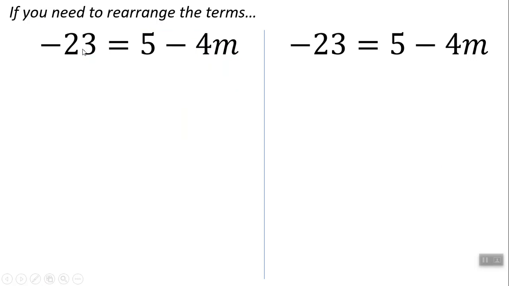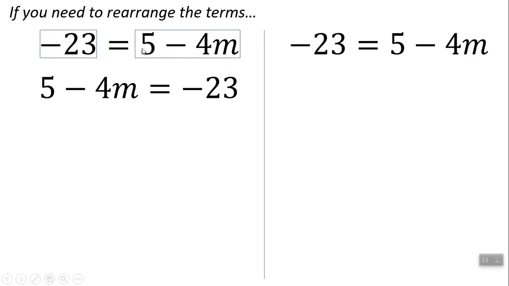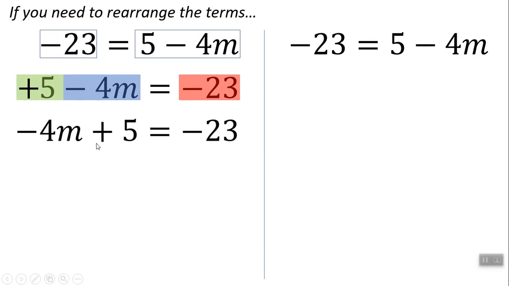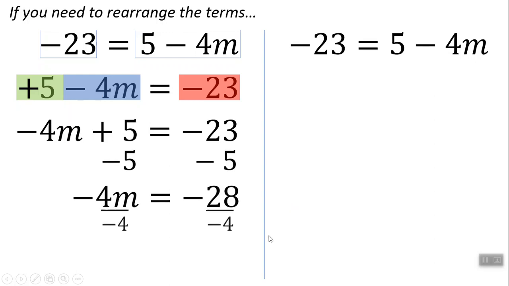So the one on the left is the one we'll tune into first, where we're going to rearrange it. We've got this -23 equals 5 minus 4m. We're going to rewrite it. We take the items on the right side, put it on the left side. The -23 was on the left, now it's on the right. From here, we could tune into the individual terms. And instead of 5 minus 4m, we could rewrite it as -4m plus 5. And then we're going to subtract 5 from both sides and divide by -4.